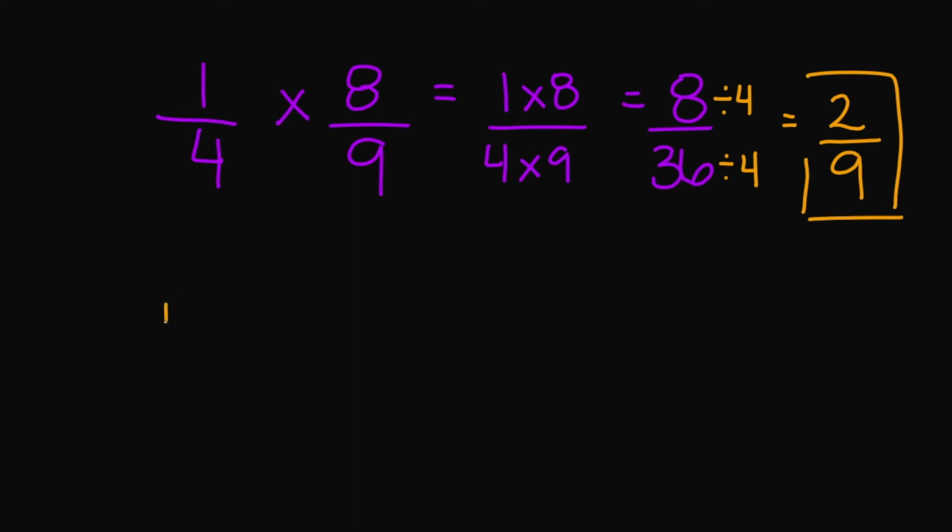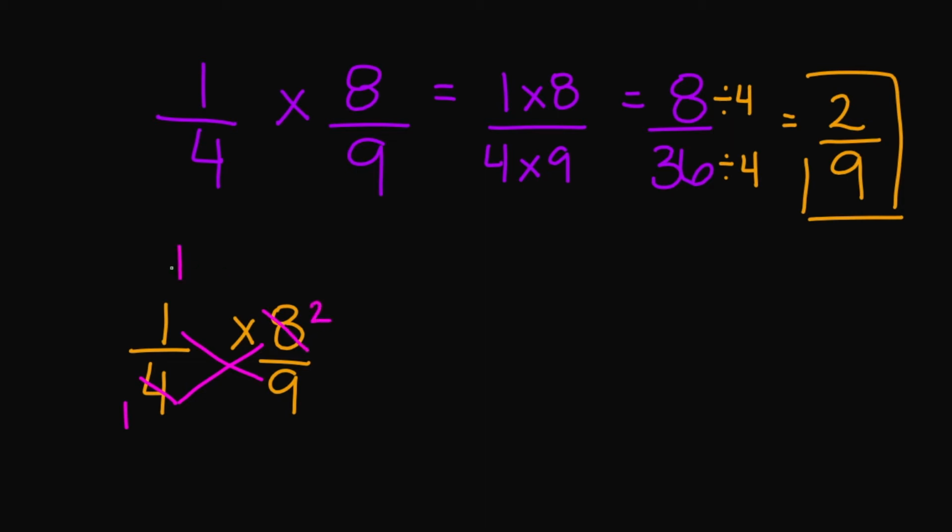Let's try the other way. Let's see if we had to cross cancel. So we have 1 over 4 times 8 over 9. Let's see what we get. 1 and 9 do not have any other common factors, so I'm going to leave that alone. My 4 and 8, we do have common factors. So 4 goes into 4 one time, and then 4 goes into 8 two times.